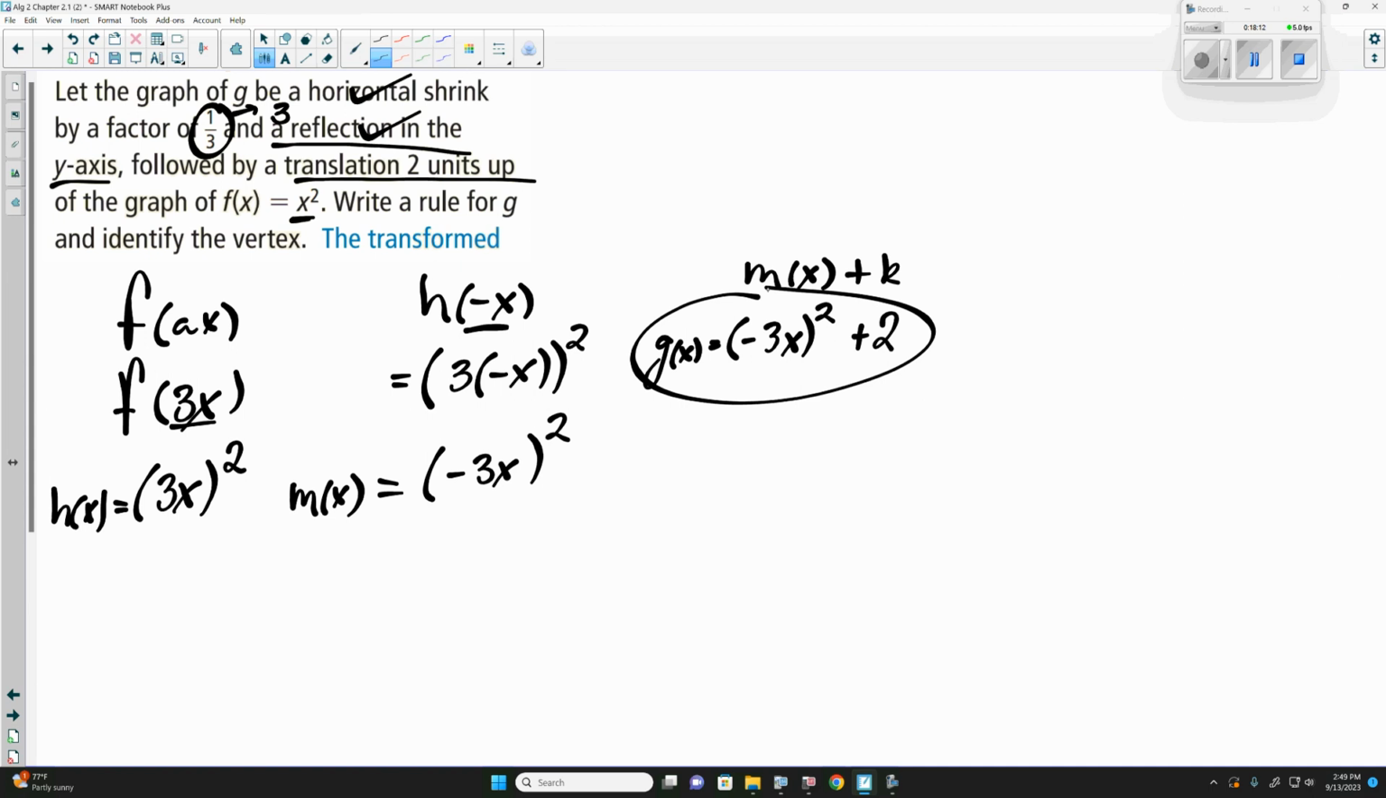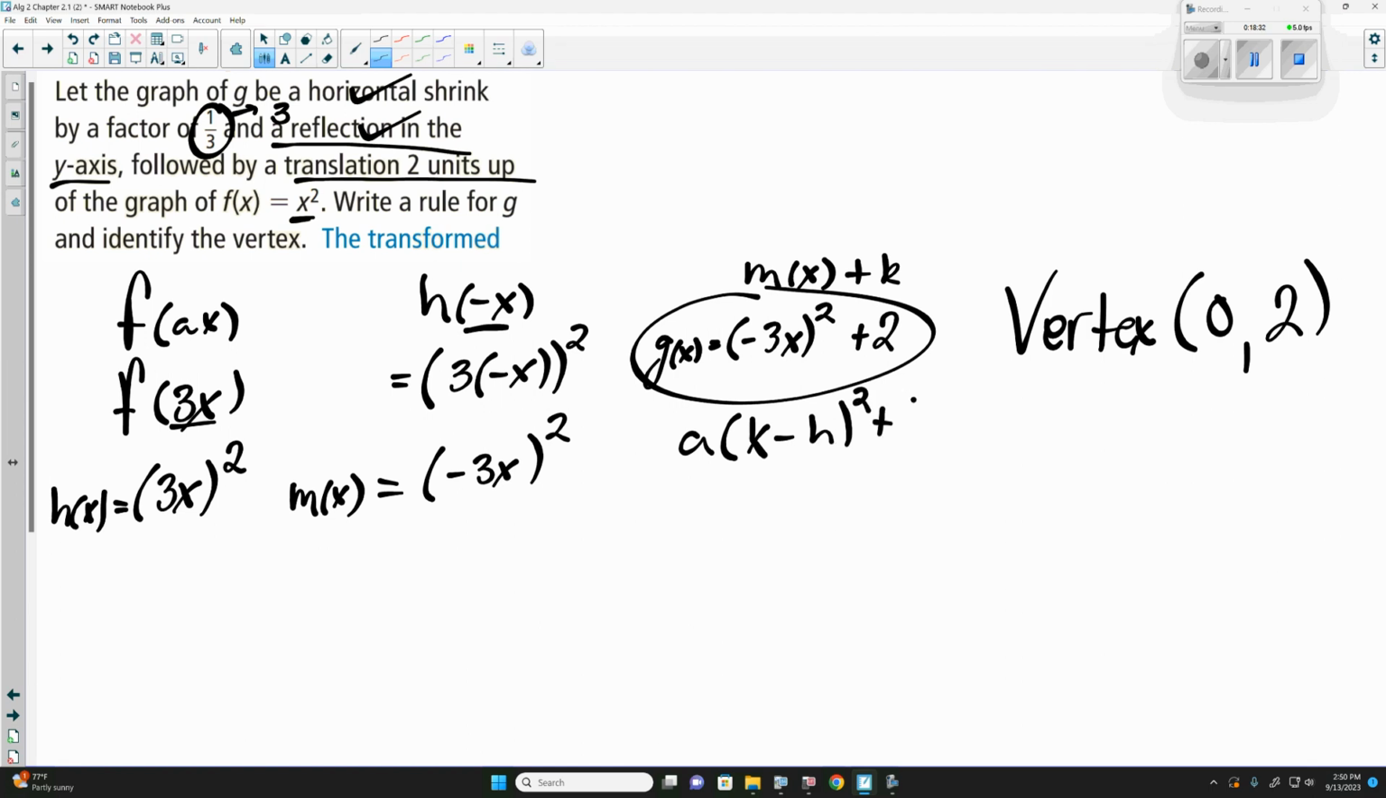What's the last thing we need to find? Vertex. It would indeed be 0, 2, h comma k. Because this is coming from the general form a times x minus h squared plus k. So the h value comes from inside. Because really what we have is negative 3x plus 0 squared plus 2. Since we don't have a value in that h's spot, it will be 0. And that's how it's been for all these here. The plus 2 on the outside gave us our k value of 2.